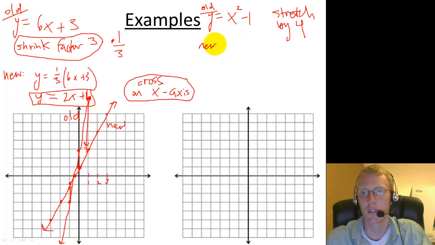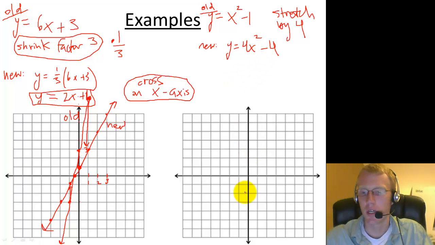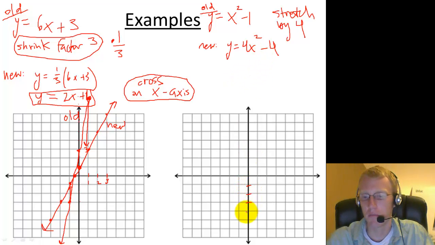So our new equation, if I just multiply that by 4, I'll get y equals 4x squared minus 4. Okay, so on this one, I'm going to count by ones on the vertical axis, but on the horizontal axis, I'm going to actually count 3 squares as representing 1 unit, and you'll see why in just a second. So there's -1, and there's -2.